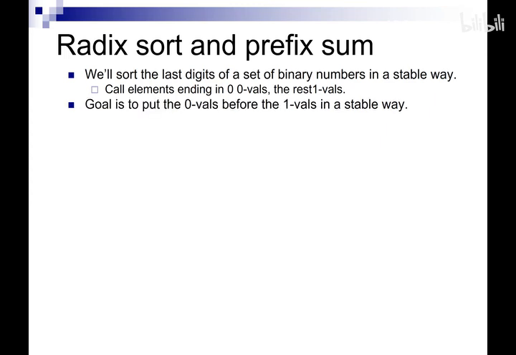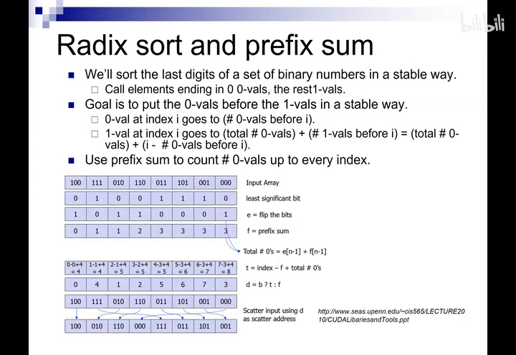Okay, so then if we're sorting on this digit, then since the only possible values for this digit are 0 or 1, all we need to do is put all of the 0 values before all of the 1 values. And we have to do this in a stable way. All right, so then I'll show you an example of how this works.